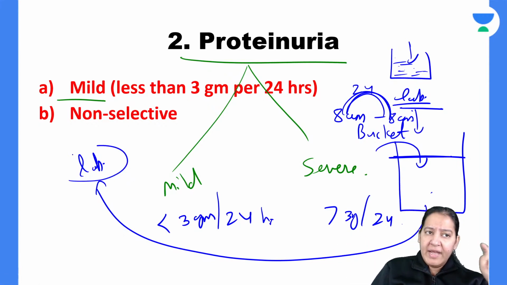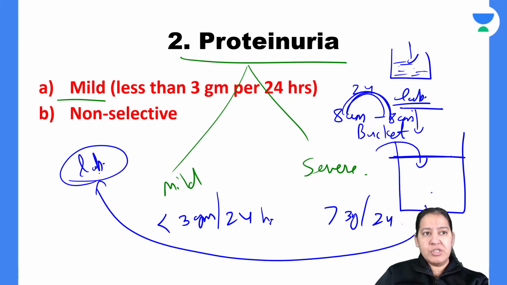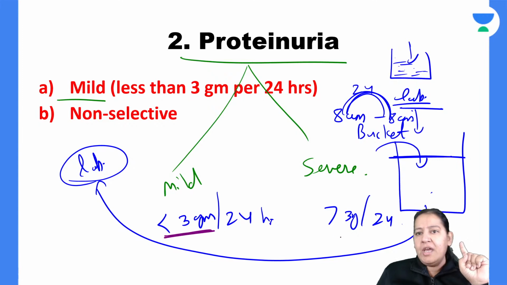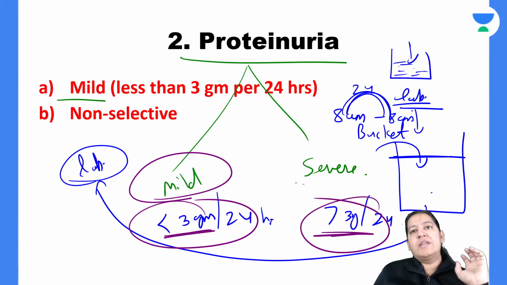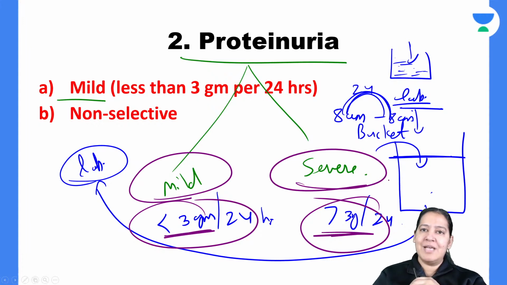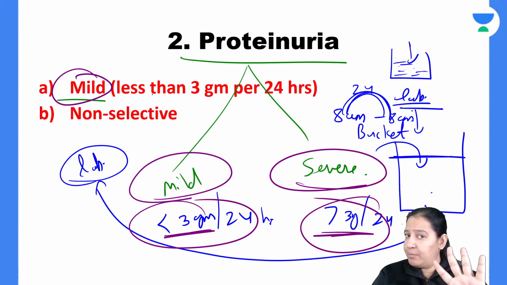In the laboratory, the pathologist will see whether 24-hour urine contains protein less than 3 or more than 3. If it is less than 3, it is known as mild proteinuria. If it is more than 3, it is known as severe. Have you got it? Give me a thumbs up. So that is mild and severe. So here it is mild. Protein will be present. I am not saying no. It is present, but it is less than 3.